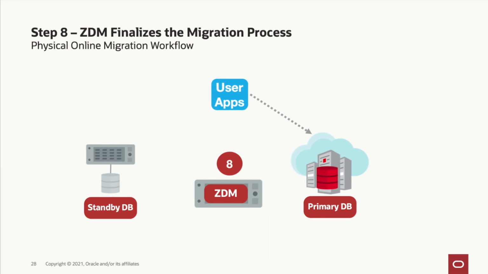Finally, once the synchronization is in place and the switchover and role swap are done, ZDM will proceed to finalize the migration. That means proper cleanup of source and target environments, all the connections and connectivity that was required, and then exit gracefully. And then you will have your application connected to a primary database in the cloud, and you have successfully migrated your database using ZDM Physical Online Migration.